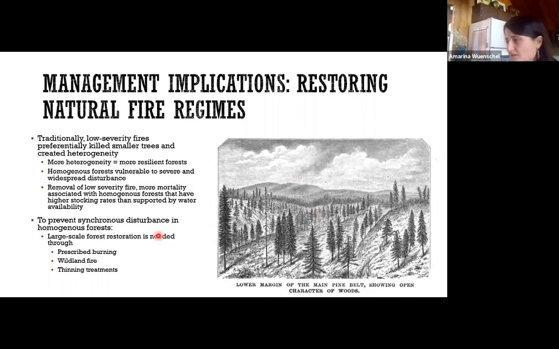So to prevent synchronous disturbance in homogeneous forests, we really recommend thinking about things like prescribed burning at large scales, managed wildfire. So this might be the most effective tool that we have, especially where fires can burn away from the urban interface and at times of the year where they're burning in a lower severity manner. This is a really good way to get a large area, quote unquote, treated. And then our thinning treatments.